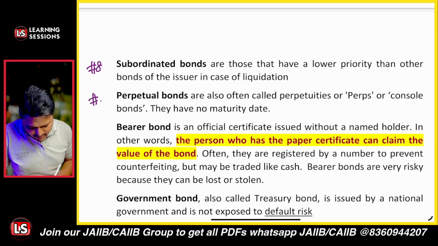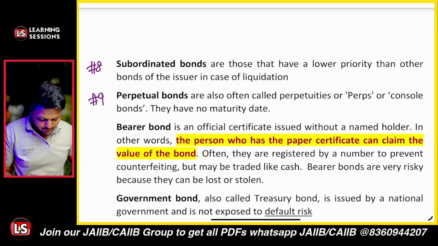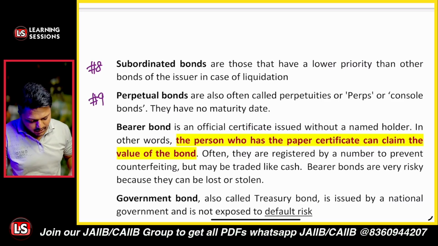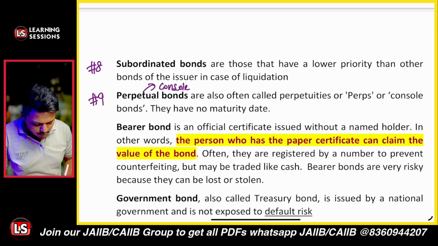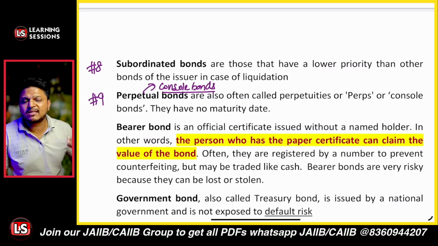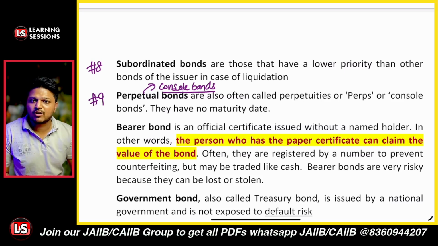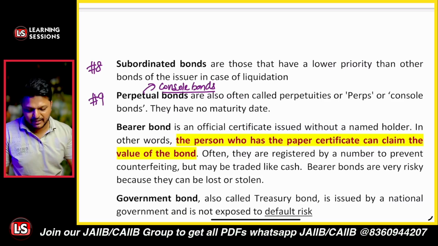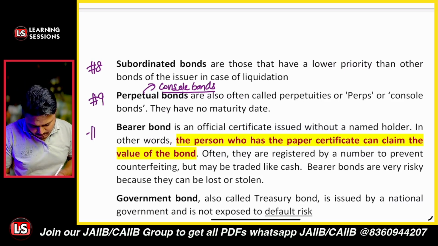Perpetual bonds are those bonds where there is no maturity, right? And these bonds are also said to be the console bonds. Direct questions can also be asked in this scenario, so kindly pay attention to it. Bearer bonds are just like the bearer check. The person who is carrying the check or paper certificate is the owner of that particular bond. But these bonds are very risky because if they are lost, the money is gone. So those are the bearer bonds.